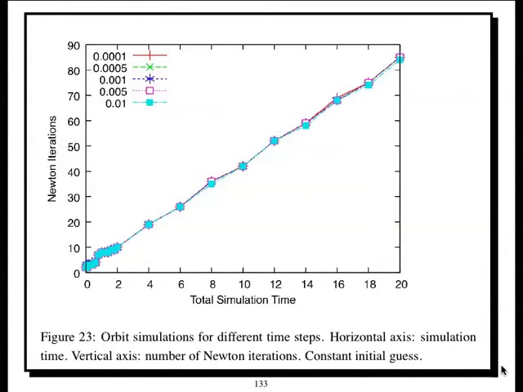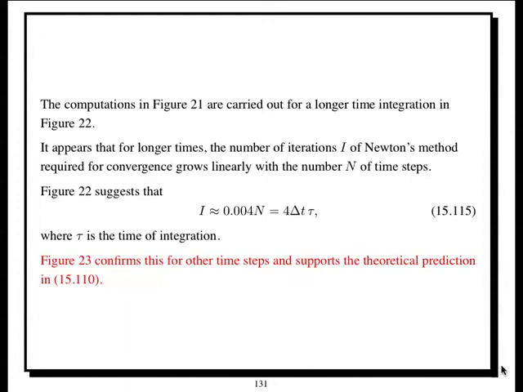That is, we can say that the number of Newton iterations is bilinear in the integration time tau and the time step. Now that's good news because it says that if we fix the integration time, we can keep the lid on the number of iterations by making the time step small enough. So there is some possibility for this algorithm.